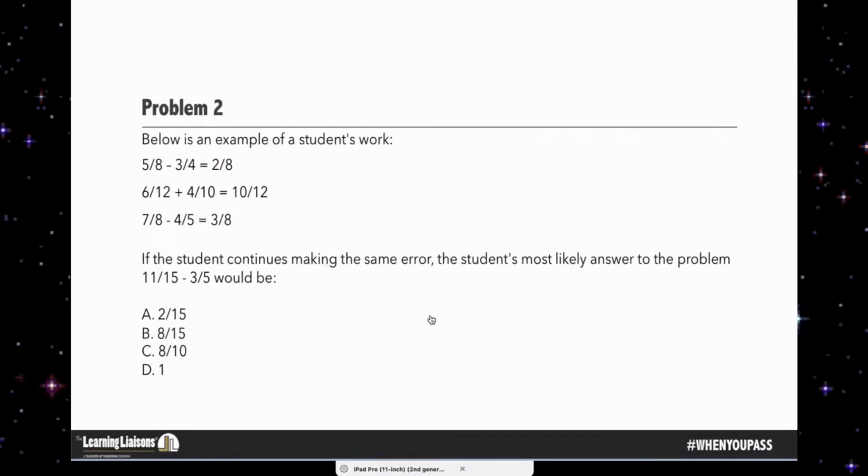Below is an example of a student's work. 5/8 minus 3/4 equals 2/8. 6/12 plus 4/10 equals 10/12. 7/8 minus 4/5 equals 3/8. If the student continues making the same error, the student's most likely answer to the problem 11/15 minus 3/5 would be what?